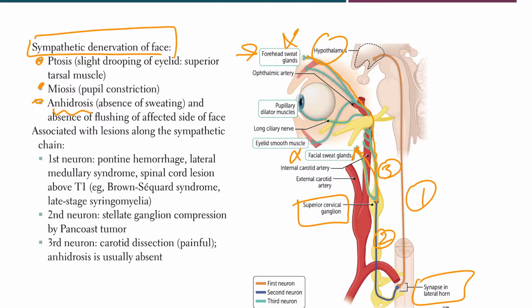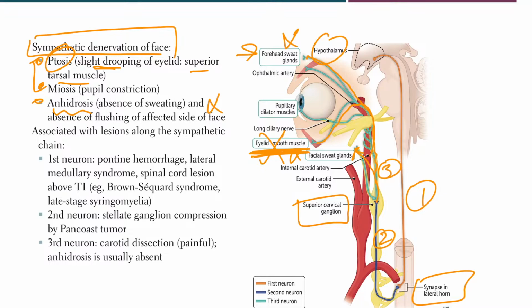But this is not notable much. Ptosis and miosis are highly notable in a patient, right? So let's take a look at the other one. Then the other fibers, they are innervating, look at this muscle, the eyelid smooth muscle. When you knock this out, you will not be able to innervate the eyelid smooth muscle. So you can't contract.